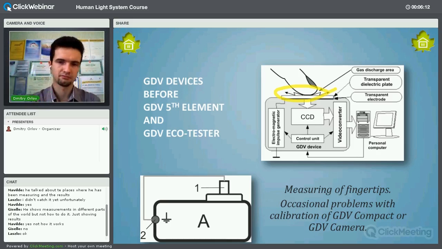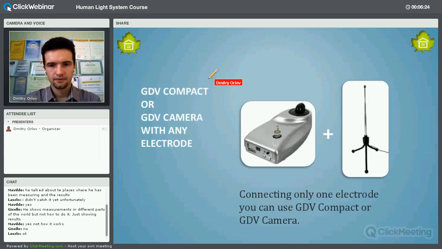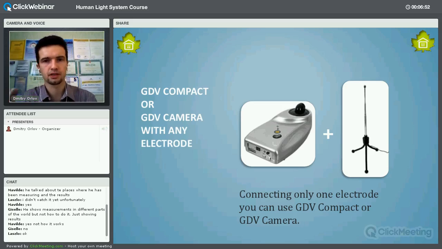Depending on the properties of the object that is placed on the glass electrode, the electrophotonic emission will have different parameters. So initially they were GDV devices, GDV compact or GDV camera, and the idea was to connect an external electrode to the titanium cylinder and see how it reacts on what is going on around. And of course you can put such an electrode to different materials. You can put it in the water, you can put it in the air, you can put it into the soil, or even into some tree. So this type of measurements.